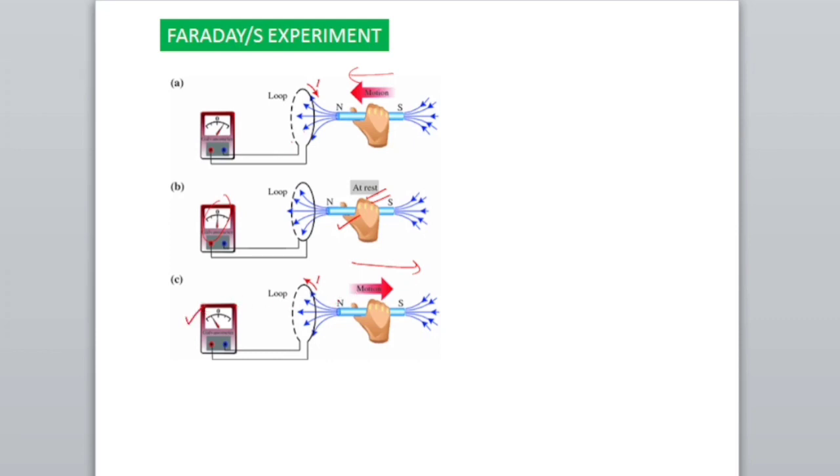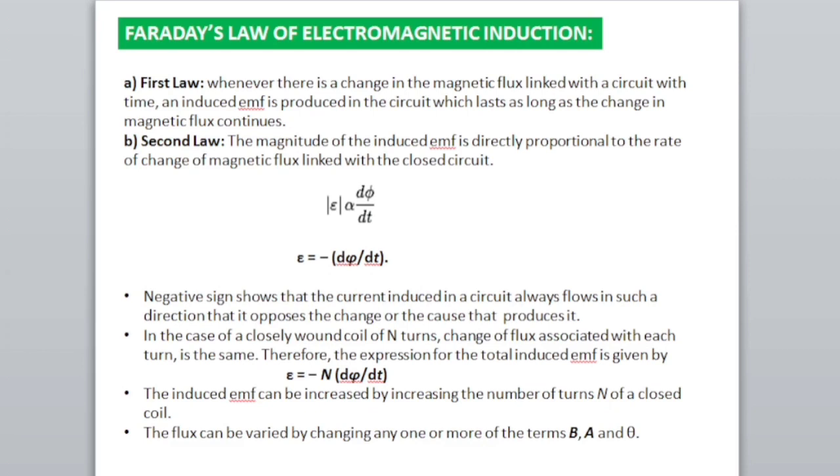From these experiments, Faraday came to the conclusion that whenever there is a relative motion between magnet and coil, meaning whenever the magnetic flux linked with the coil changes, EMF is induced in the coil, and hence if the circuit is closed, current is produced in the coil. On the basis of his experiments, there are two laws of Faraday: Faraday's first law and Faraday's second law. Faraday's first law is what? Whenever the magnetic flux linked with a circuit changes, an induced EMF is produced in the circuit, which lasts as long as the change in magnetic flux continues.